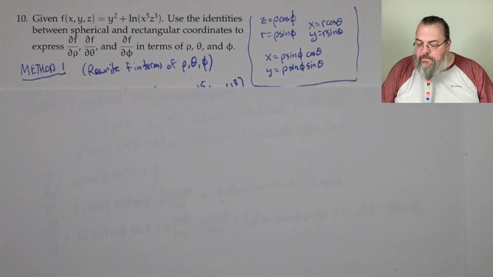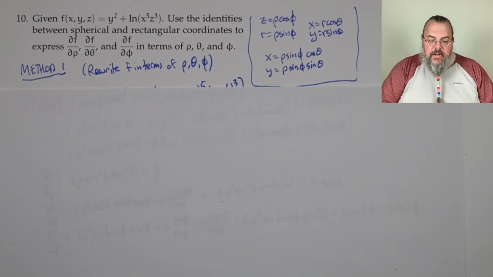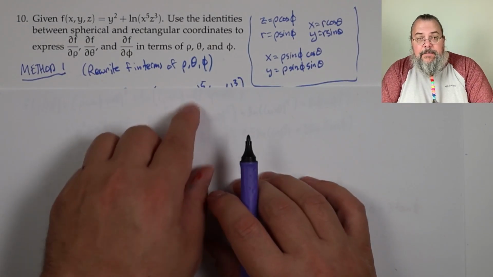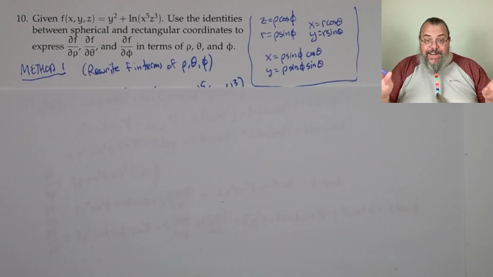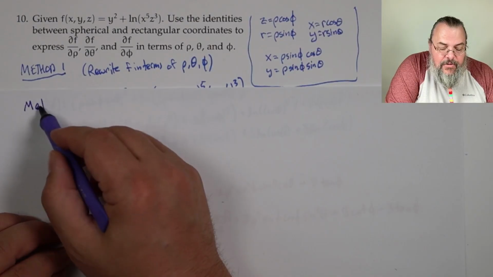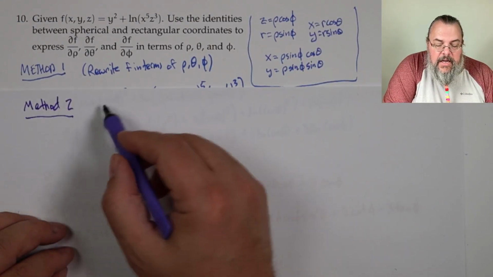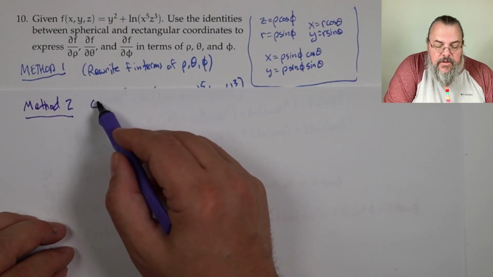So before we get too far into it, I just want to emphasize what's the difference between them. So method 1 was rewrite f. Method 2 says we're not going to rewrite f. This is the method that they intended you to use. So method 2, and that is chain rule.